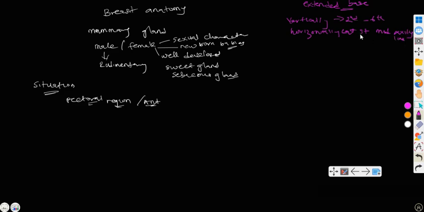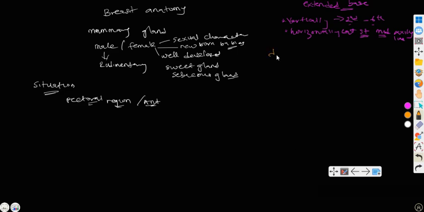The sternum is that bone that is going to hold all your rib bones in place to form the thoracic cage, right? So the mid axillary line is where the horizontal extent of the breast ends. If you are asked a question to describe the extent of the breast, you say that vertically it extends from second to sixth rib and horizontally from the lateral border of the sternum to the mid axillary line. Right, so that is it.